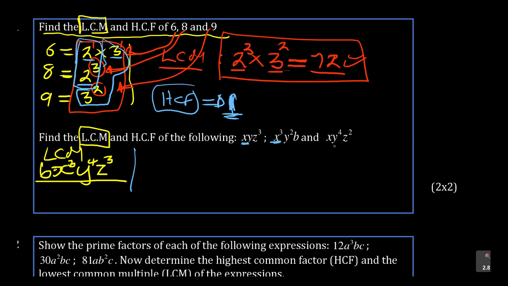I look at X. Is there X? I write X, appearing in all three. I follow, there is a Y. There is a Y. I also write Y. Again, there is Z, but I don't have Z here. See that? So I won't choose that.